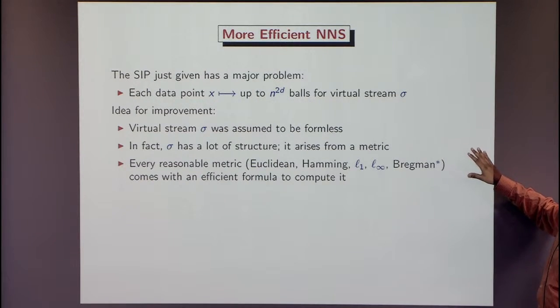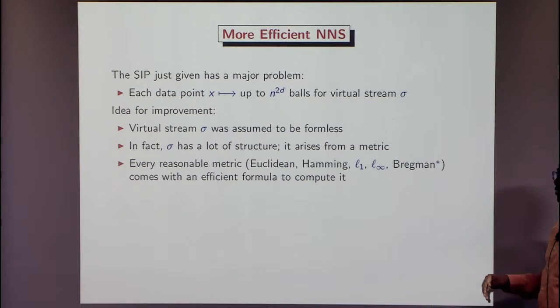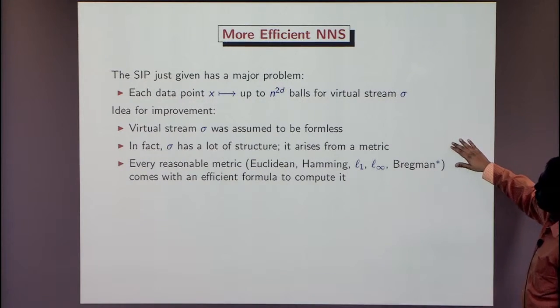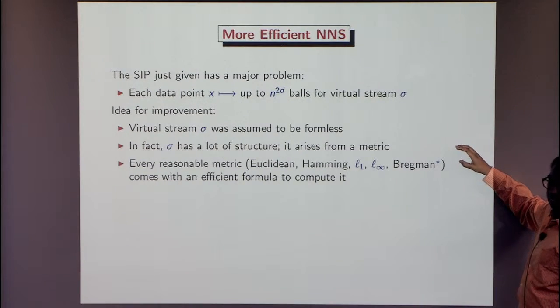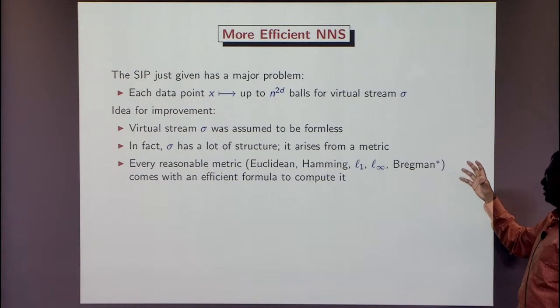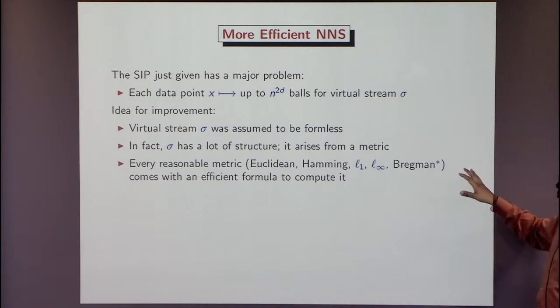The basic thing to observe is that we created this virtual stream, and the algorithm that I just showed you assumes no form for this virtual stream, right? So it's just some arbitrary stream of balls. But in fact, this virtual stream has some internal structure. It arises from some metric, such as the Euclidean metric or something. Importantly, any reasonable metric comes with an efficient formula for computing it.